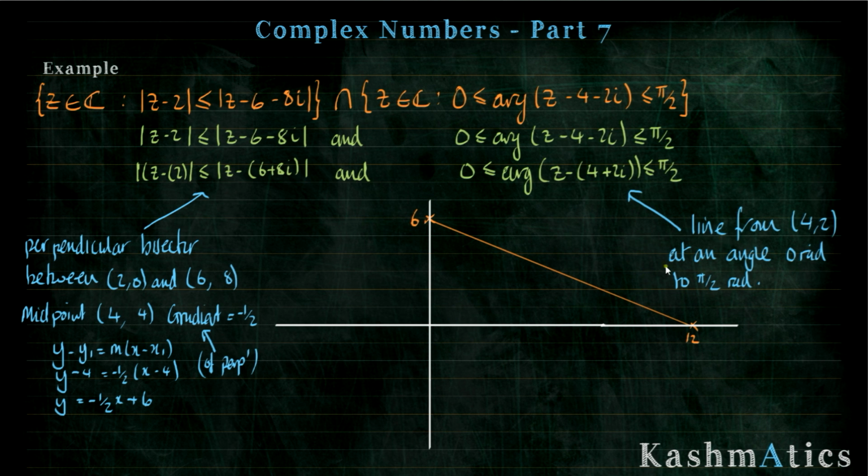Now let's plot and draw the argument. Okay, so the important point is (4, 2). I've drawn an angle at 0 radians and pi over 2 radians, and it needs to be in between this area. So it needs to be below the orange line and in between these two green lines. And the area I'm interested in, the one which satisfies both of those conditions, is that area there.